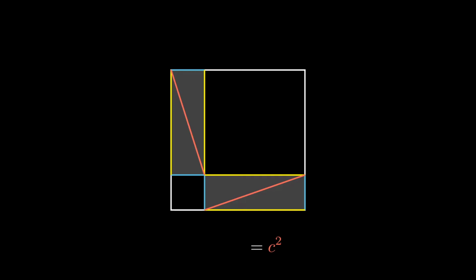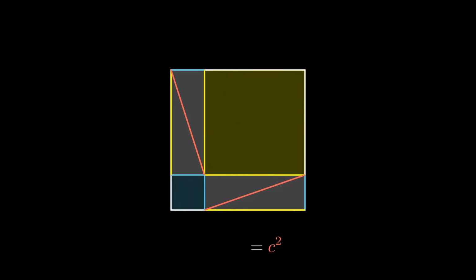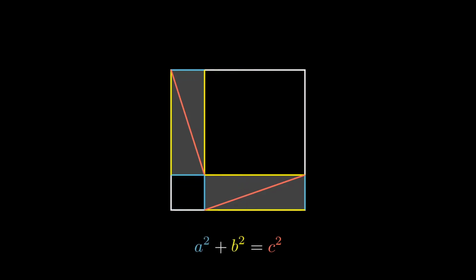But now the empty space is made up of 2 bits, 2 squares. One of them's a squared, the other one's b squared. And so what that means is that a squared and b squared put together, added together, must be the same as c squared. Okay?